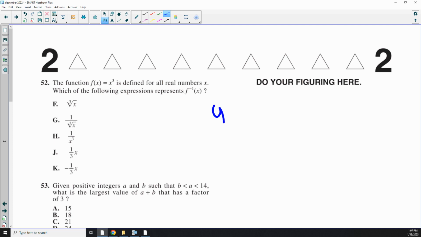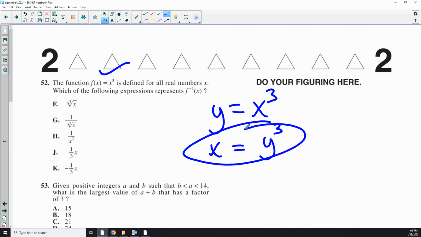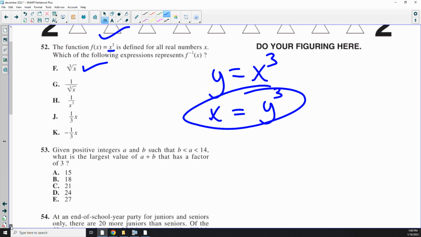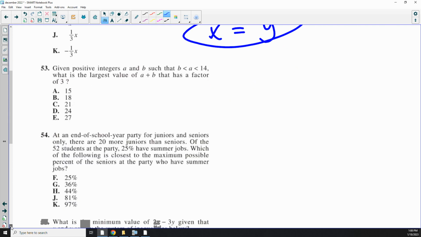Inverse function, you take them and switch them. This says y equals x cubed, so x equals y cubed. Solve for y by cube rooting. They're just reverses. What's the reverse of squaring? Square rooting. What's the reverse of cubing? Cube rooting. Totally cheated on this one.